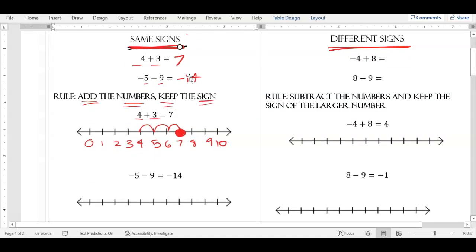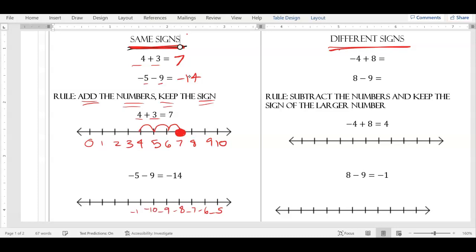Now for negative 5 minus 9, we're going to go ahead and put negative 5 on the far right, and then I'm going to fill in these numbers descending to the left. So if I start at negative 5 and I subtract 9, I'm going to go to the left 9. 1, 2, 3, 4, 5, 6, 7, 8, 9. And isn't that the answer? Negative 14 that we got earlier.